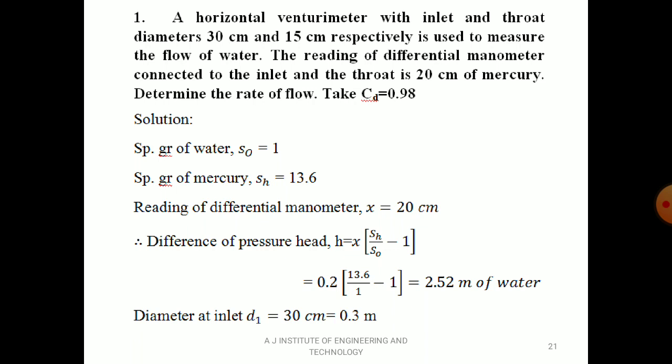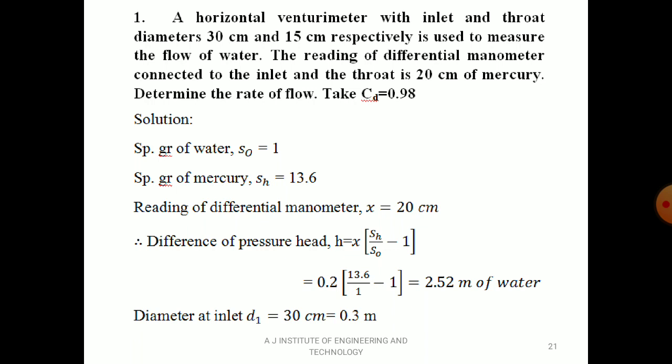The H means the difference of pressure head. Here X is the elevation of the manometric fluid in the U-tube. In terms of mercury, it is given as 20 cm of mercury. So you should be careful: X and H values. H is the difference of pressure, and X is the elevation or height increase in the manometer. So determine the rate of flow, that is Q.